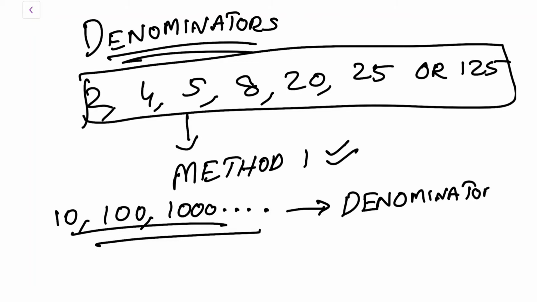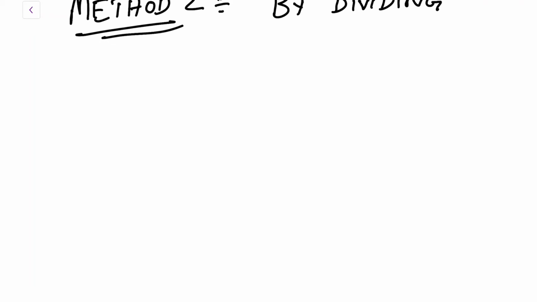What if the denominators are something different? That's where we go to method 2, which is a commonly used method. All right, let's look at method 2. Method 2 is just division. What we do is by dividing. This is how, by dividing, you can change fractions to decimals. All right, let's take an example.